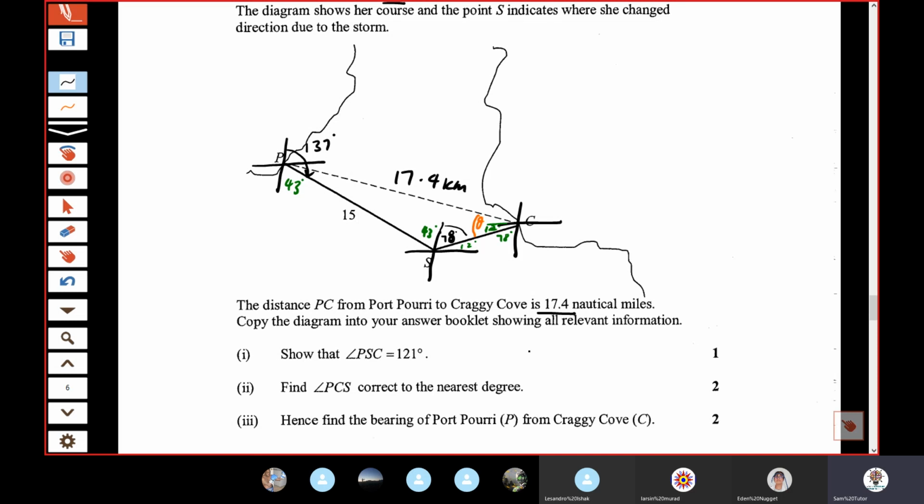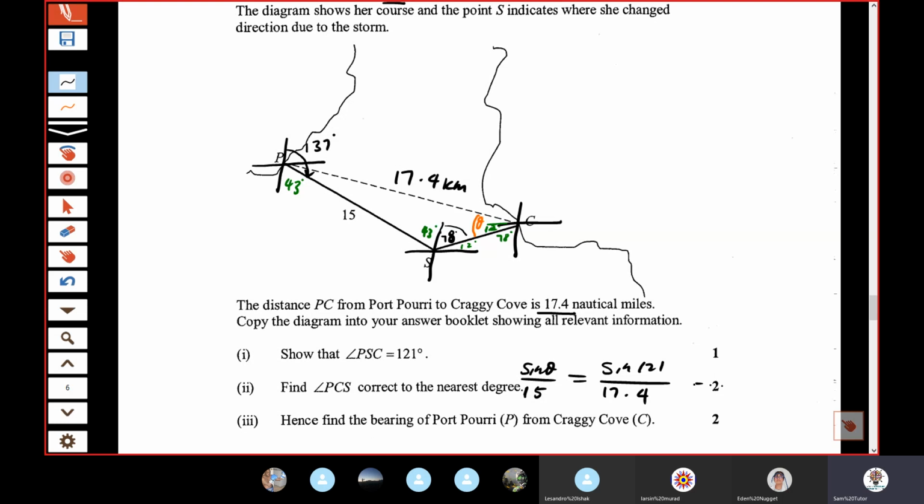So you're going to do sine theta on 15, what's equal to sine 121 over 17.4. Can you all see that? Sine theta over 15 equals sine 121 over 17.4. And then, are we all comfortable with making theta the subject here, or not really? We're good. Times by 15 and then inverse sine. Cool. I'll leave that with you guys.